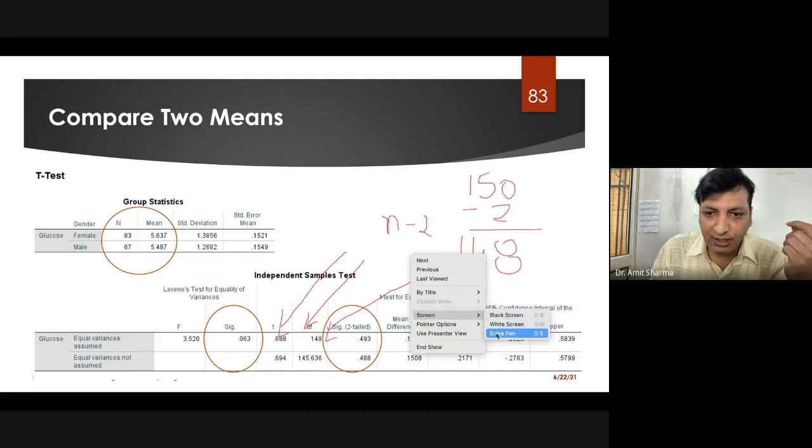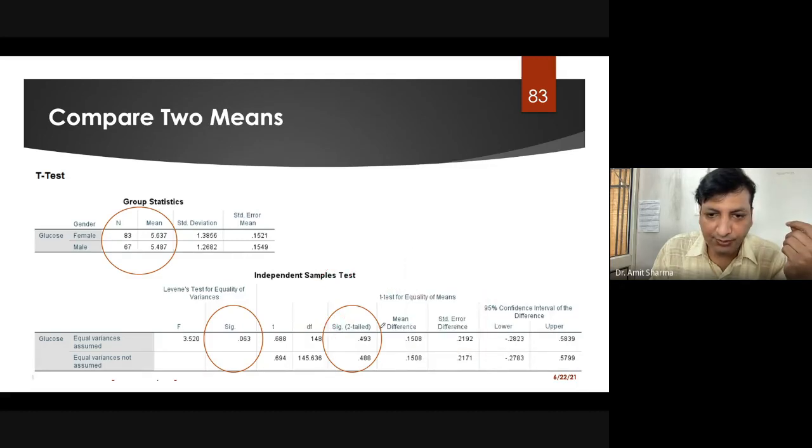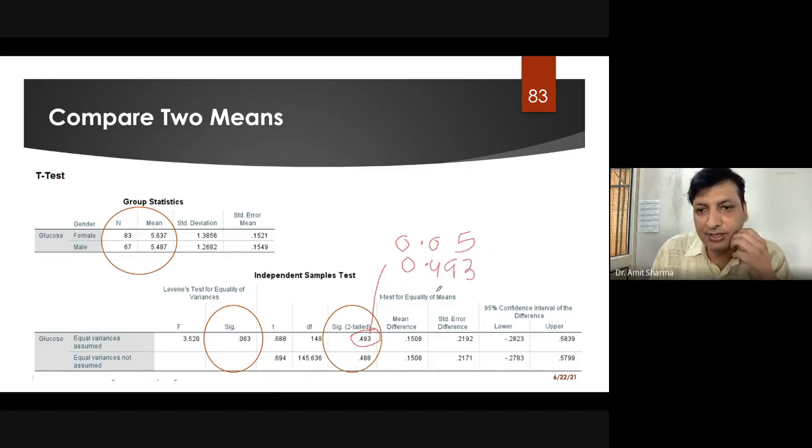And you can see this is the p-value which we have to refer to. This p-value we have to compare with 0.05. Now you can see we have got a very large value, 0.493, which is so much bigger than the cutoff point. It means we are not able to reject the null hypothesis.